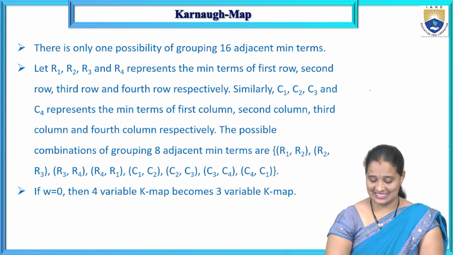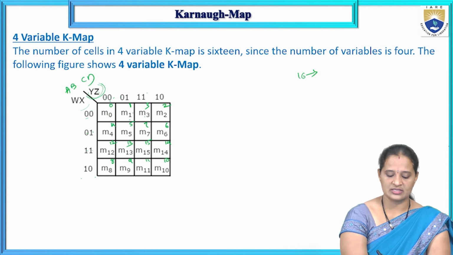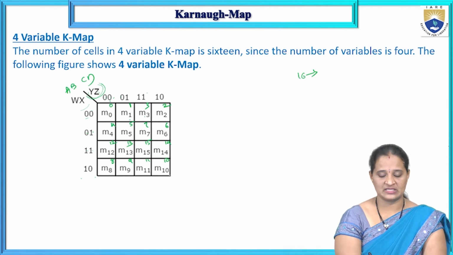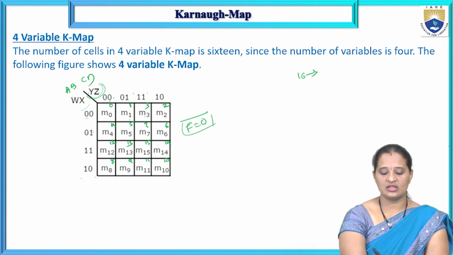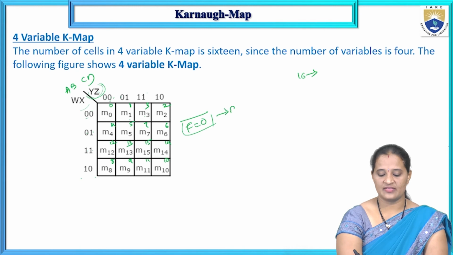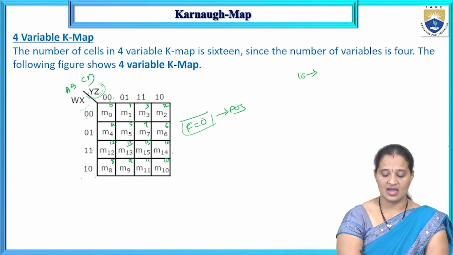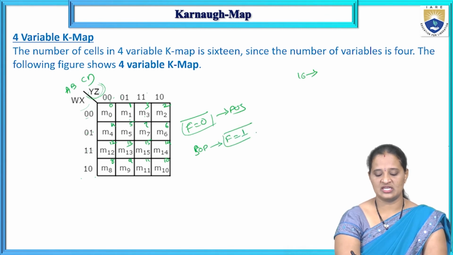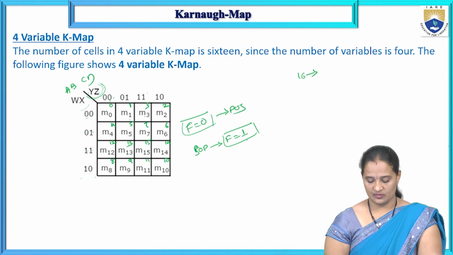So that is 16 adjacent cells. If all these are marked with 0, this is nothing but POS, then I can form a group of 16 cells and I can write f is equal to 0. If all the cells are marked with 1, that is SOP, then in that case I can form a group of 16 cells and I can write f is equal to 1.